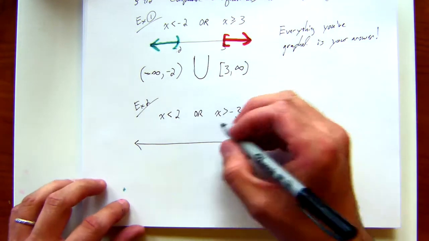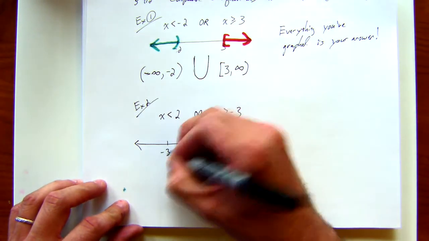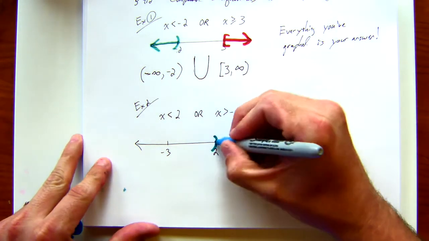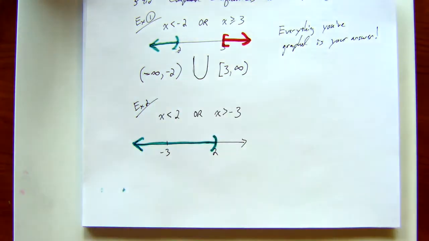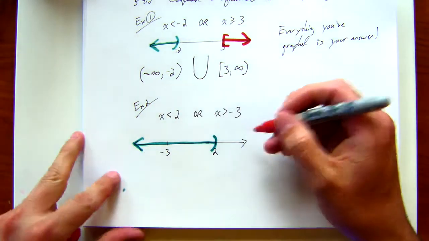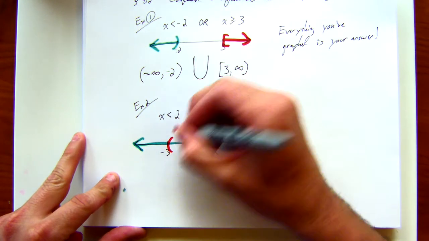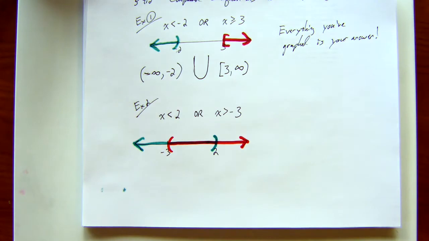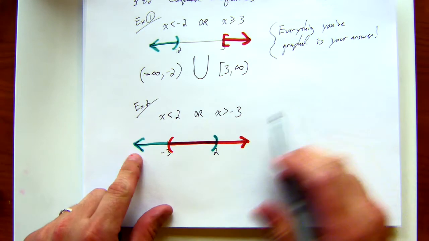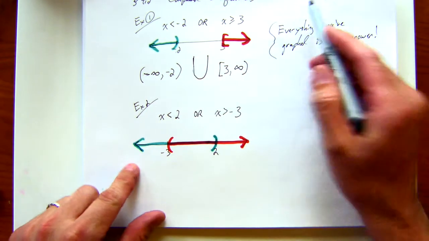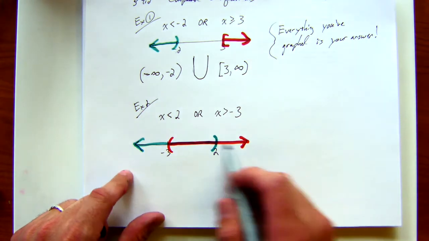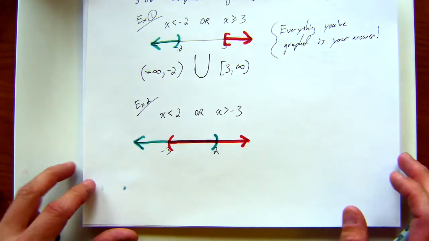So if x is less than 2, that would be not including that 2, but go this way. x is greater than -3, not including the -3, but it would go this way. Okay. And remember my little note that I have here: for a compound inequality with "or," everything that you've graphed is your answer. So what have I graphed here? What have I covered up on the number line?